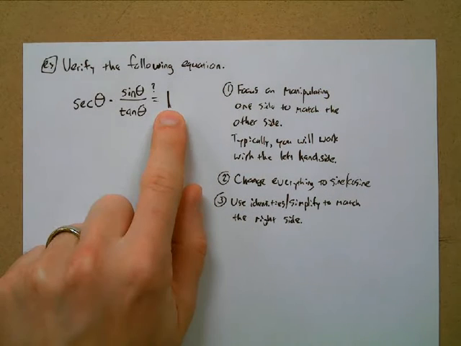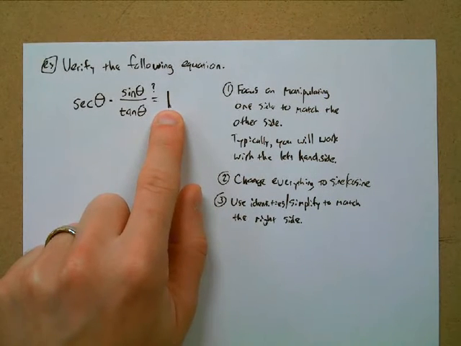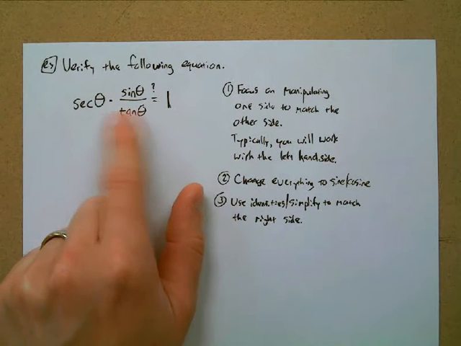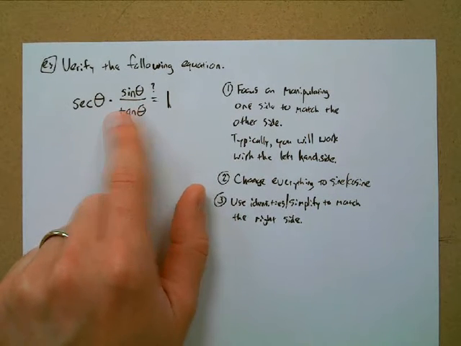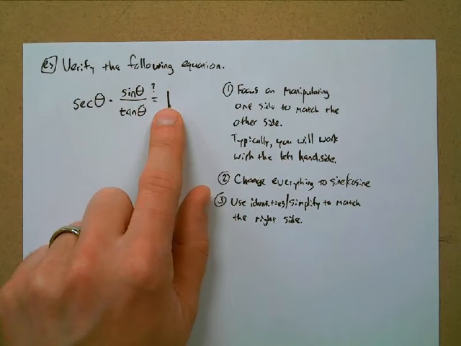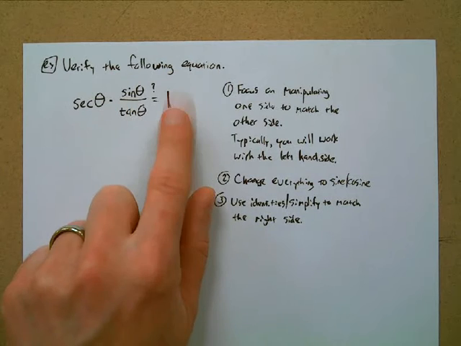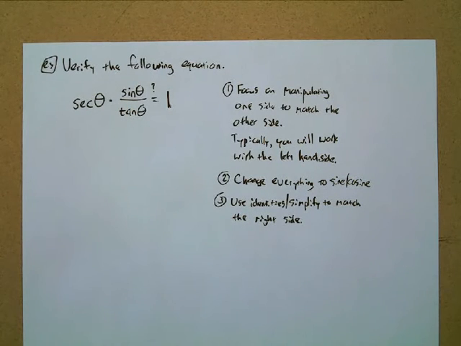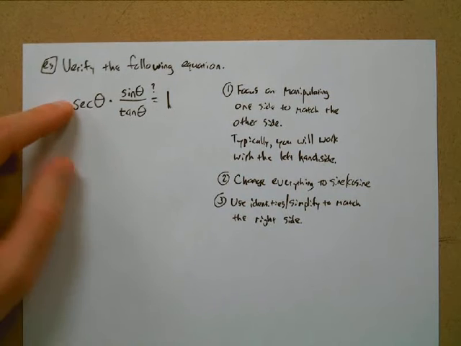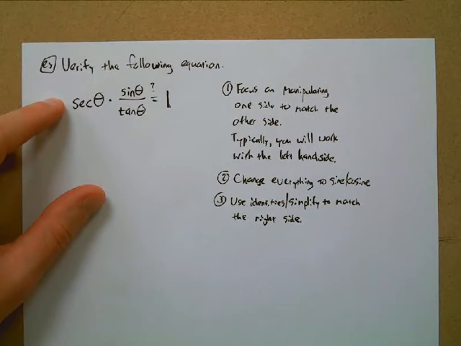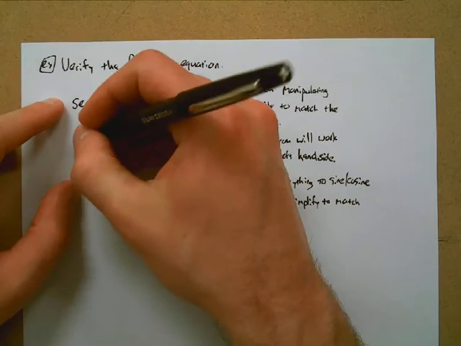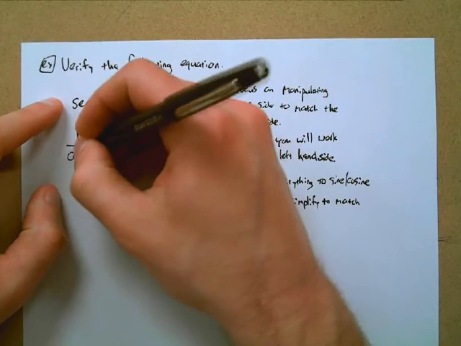Secant of theta, we can rewrite as what in terms of sine or cosine? 1 over cosine, right? So secant of theta, we'll just rewrite that as 1 over cosine of theta, times sine of theta, which is already written as sine and cosine. And what about tangent? How can we rewrite tangent in terms of sine and cosine? Sine theta over cosine theta.